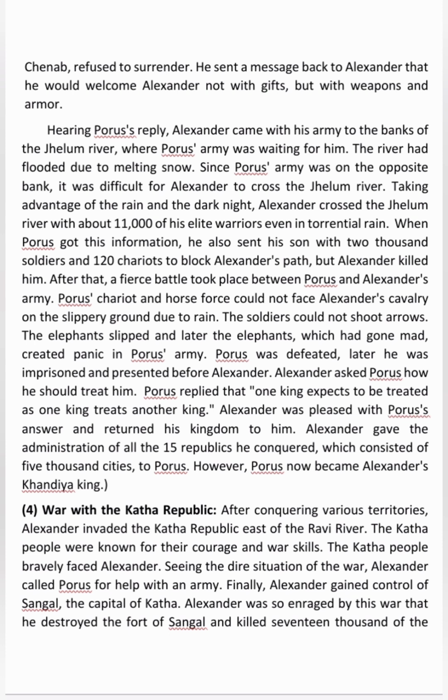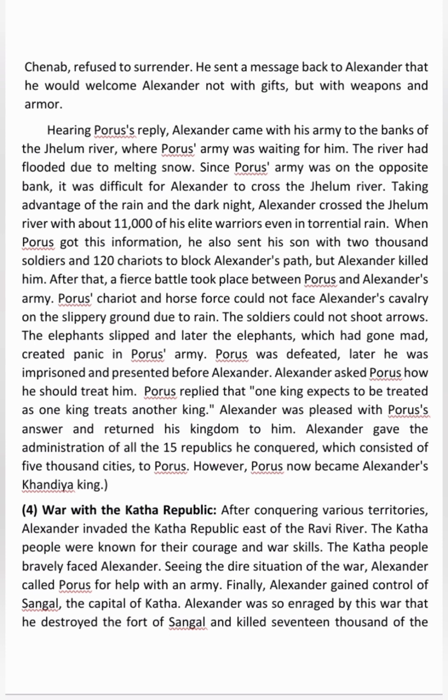Alexander asked Porus how he should treat him. Porus replied that one king expects to be treated as one king treats another king. Alexander was pleased with Porus's answer and returned his kingdom to him. Alexander gave the administration of all the 15 republics he conquered, which consisted of 5,000 cities, to Porus. However, Porus now became Alexander's Kandya king.